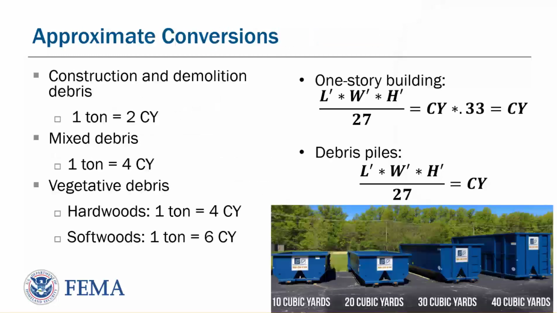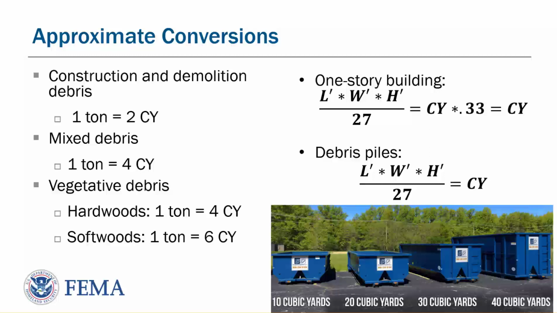We've got some approximate conversions. So we have construction demolition debris, about 1 ton. It's a little bit heavier than your vegetative debris. You can extrapolate that to 2 cubic yards. Mixed debris, you have about 1 ton. So if you're weighing your trucks, and you've got 1 ton when they go over that scale, that's about 4 cubic yards of debris.